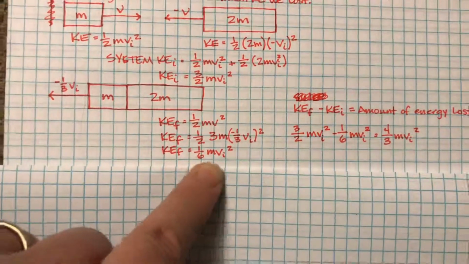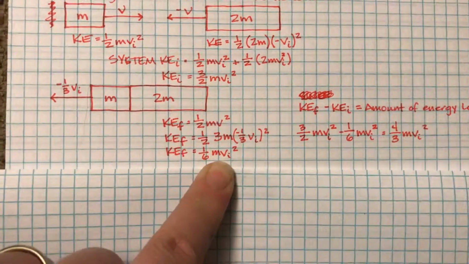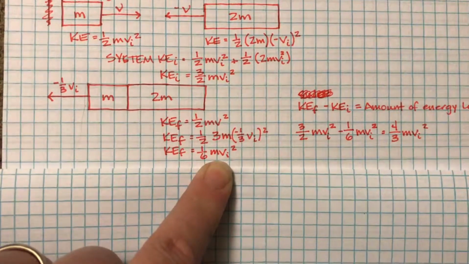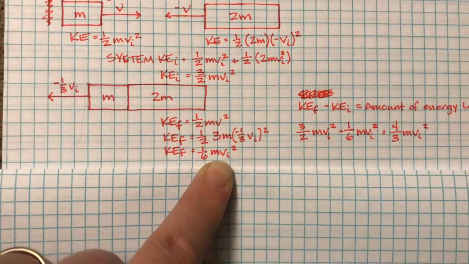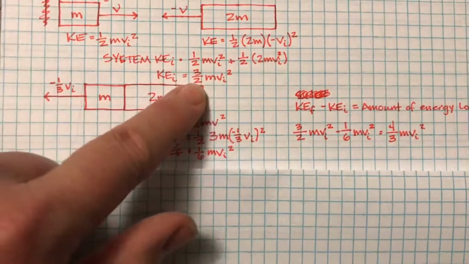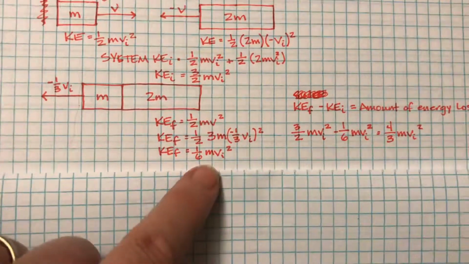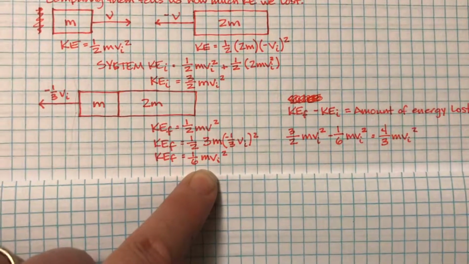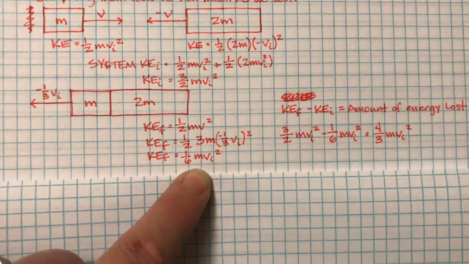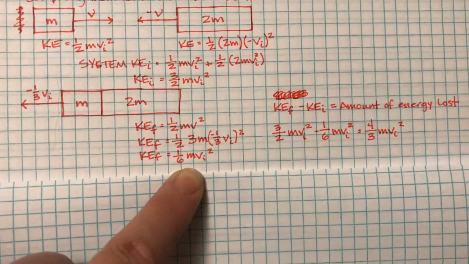We can simplify that down, and I didn't do that stepwise, but I know you guys can do it on your own. You didn't need me to hold your hand there. Kinetic energy final ends up being 1/6 mv sub I squared. Okay, so now we have kinetic energy initial, kinetic energy final, and by comparing these two things, we should be able to figure out what the difference is in the kinetic energy before and after the collision.